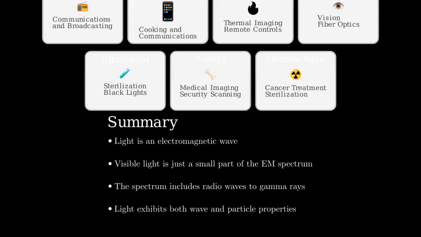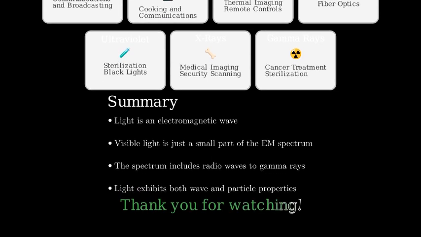To summarize, light is an electromagnetic wave consisting of oscillating electric and magnetic fields. Visible light is just a small part of the electromagnetic spectrum, which includes radio waves, microwaves, infrared, ultraviolet, X-rays, and gamma rays. Light demonstrates a fascinating dual nature, behaving both as a wave and as particles called photons. This understanding of light has led to countless technologies and applications that we use every day.